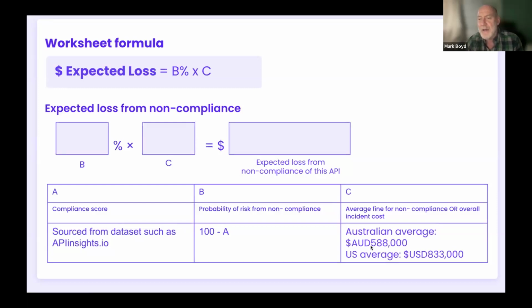And then you multiply that by an average. We've got a US average from Akamai, say it's 833,000. The Australian average of the open banking API breaches over three banks was on average 588,000. So if you want to invest in compliance, you can show, here's what we're risking: a fine of, whatever 40% of 600,000 is. I'm a words guy, but I don't have my calculator.